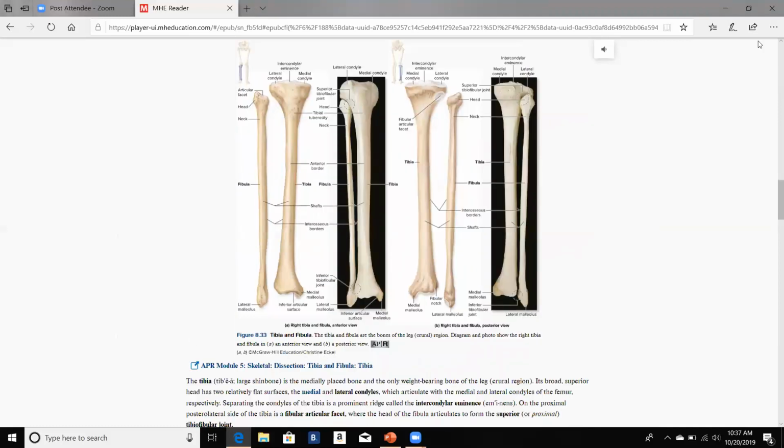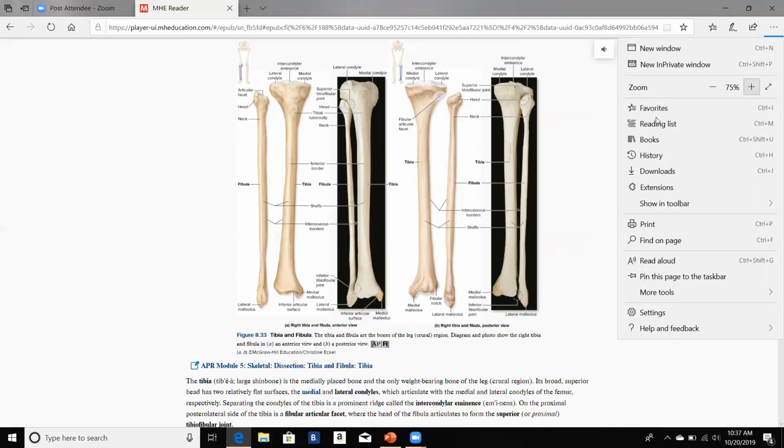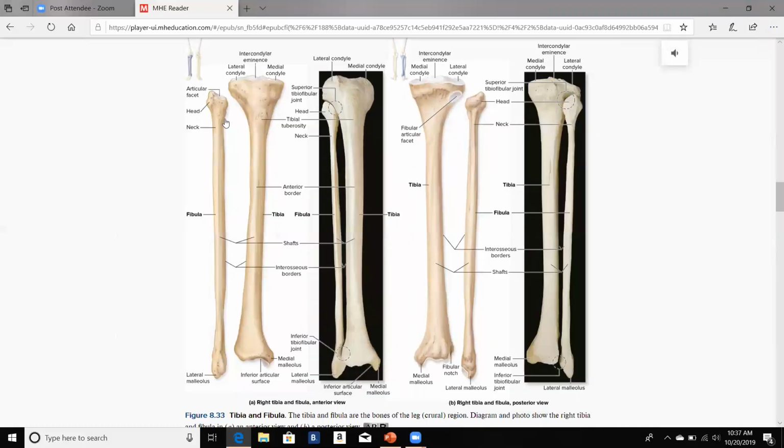Okay, when we move to the tibia and the fibula, let's zoom in. So first you have the tibia, which is your shin bone, and then you have your fibula. So the key to know what's the anterior part of the tibia is this bump that's right under your kneecap. That's called the tibial tuberosity. That's the giveaway that that's the front. Okay, and then you have your fibula.